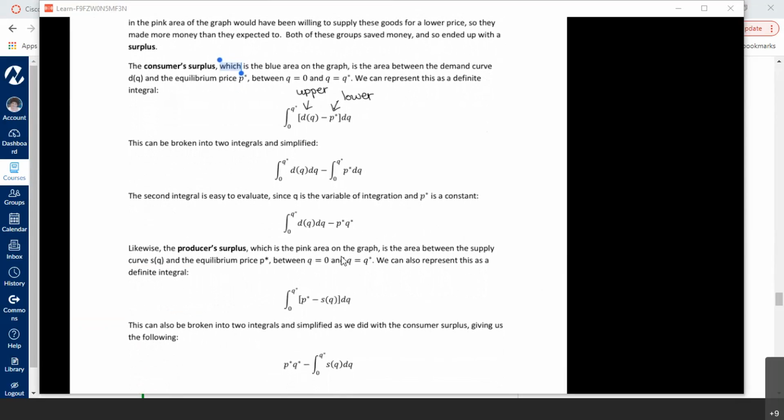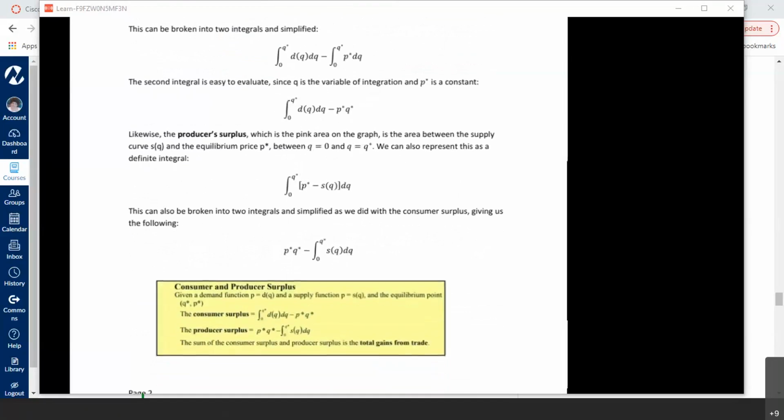So you're going to wind up getting this as your expression for consumer surplus. So there's a formula for it. It's the integral from 0 to the equilibrium quantity of your demand curve minus the product of equilibrium price times equilibrium quantity. So here you have the basics.